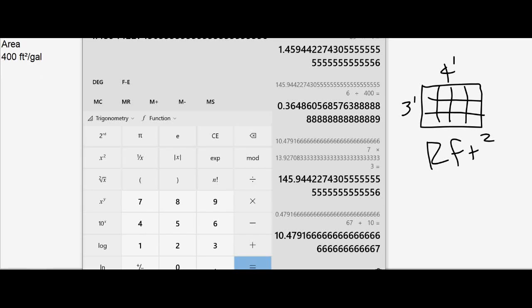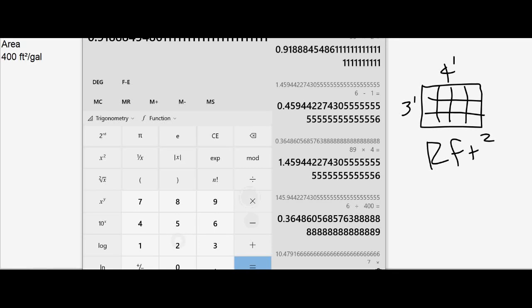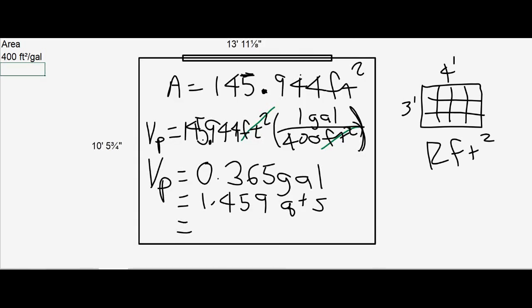Well, I can't buy 1.459 quarts anyway. So I'm going to get rid of the 1 quart because we've got that taken care of. There's 2 pints in every quart, so if I have 0.459 quarts, I do times 2 to get my 0.91, basically 1 pint. And I'm not going to worry about fluid ounces. At this point, I'm just going to say 1 quart and 1 pint.